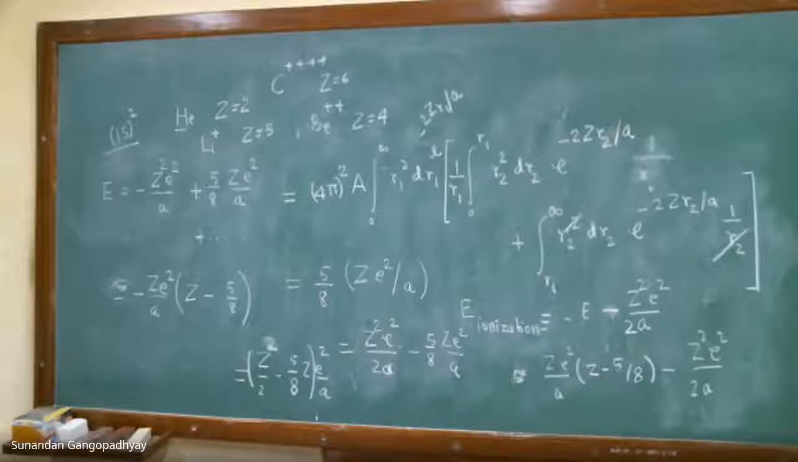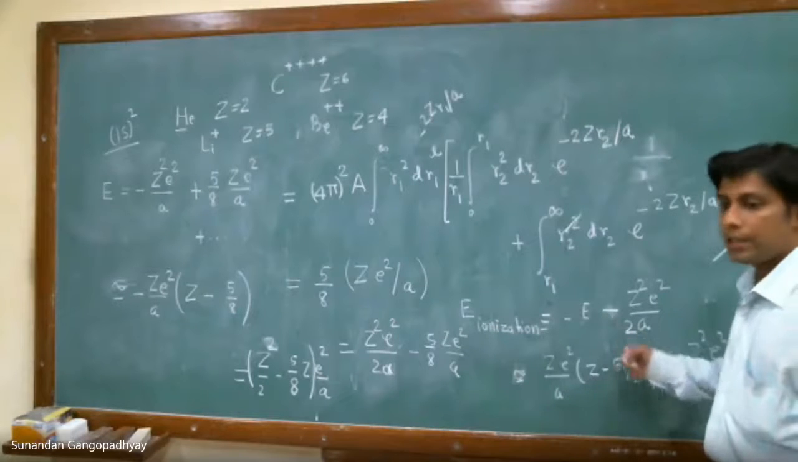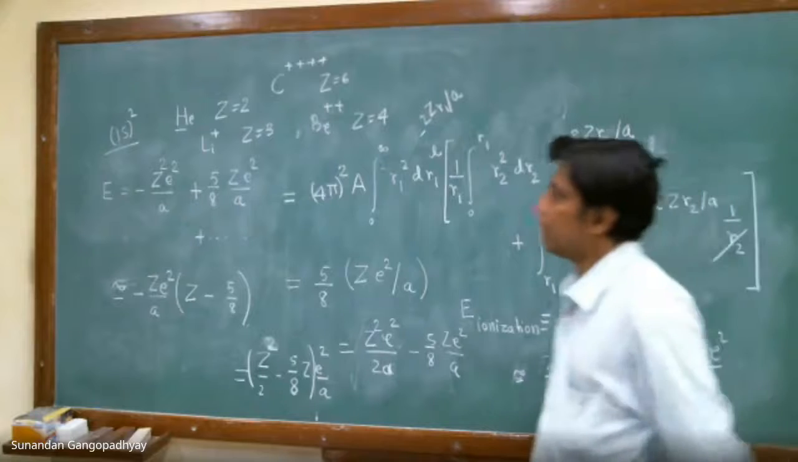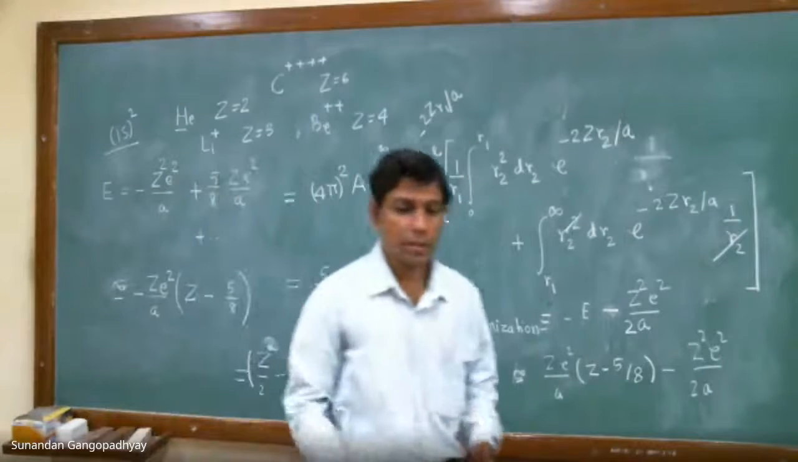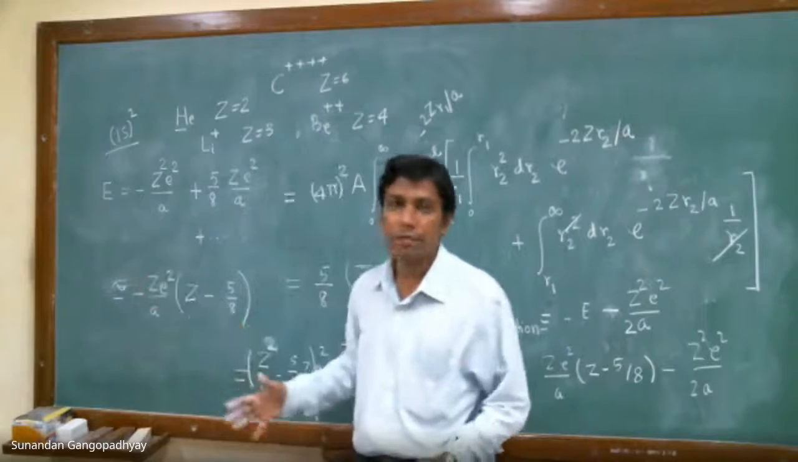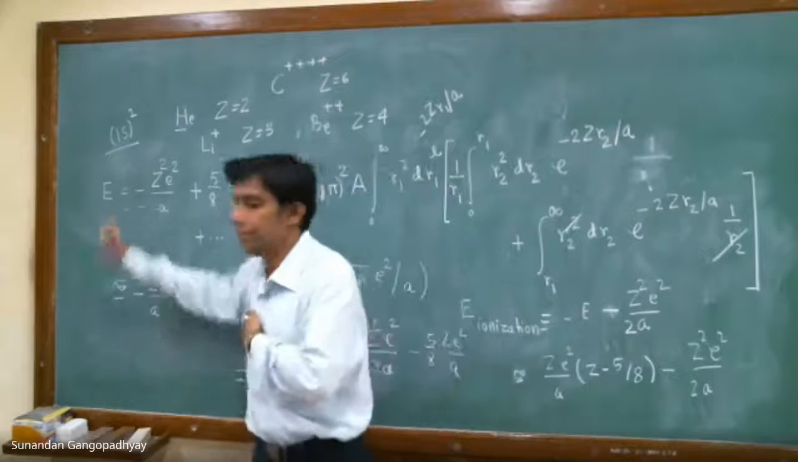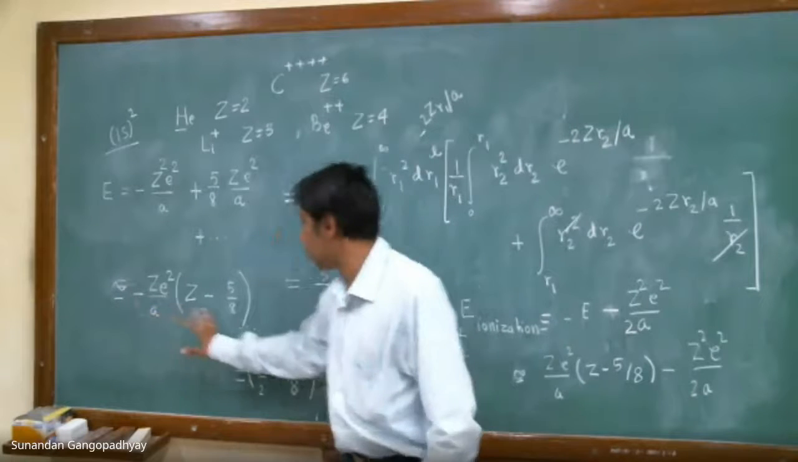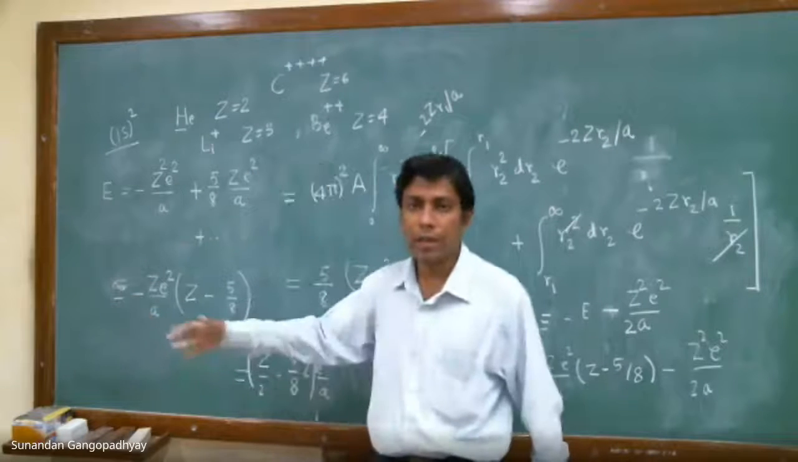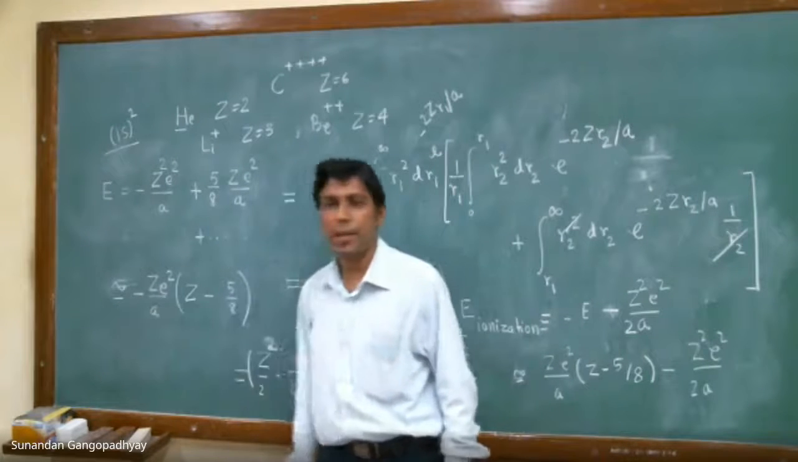Sir, in the ionization energy, how are we getting the minus z square e square by 2a term? Which one? This one. It is basically the definition. You see, this is a bound state system, right? The fact that this is the energy of a bound state is reflected by the fact that you have a minus sign in front for the energy. So this is the total energy of the ground state of the system up to first order in perturbation theory. So you have a minus sign in front.